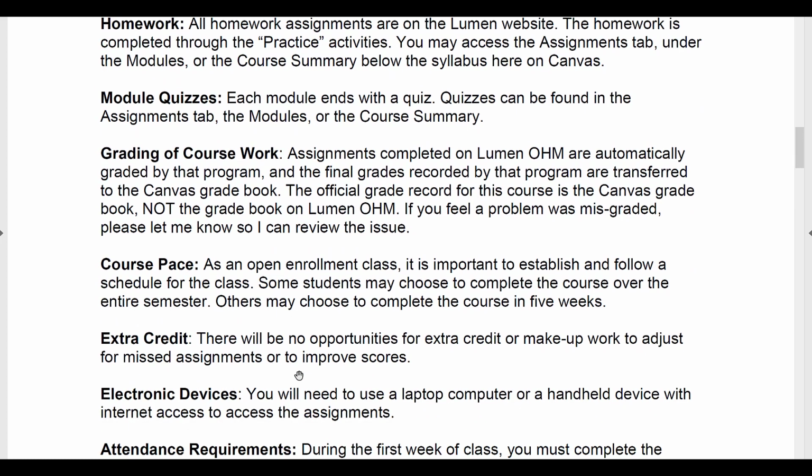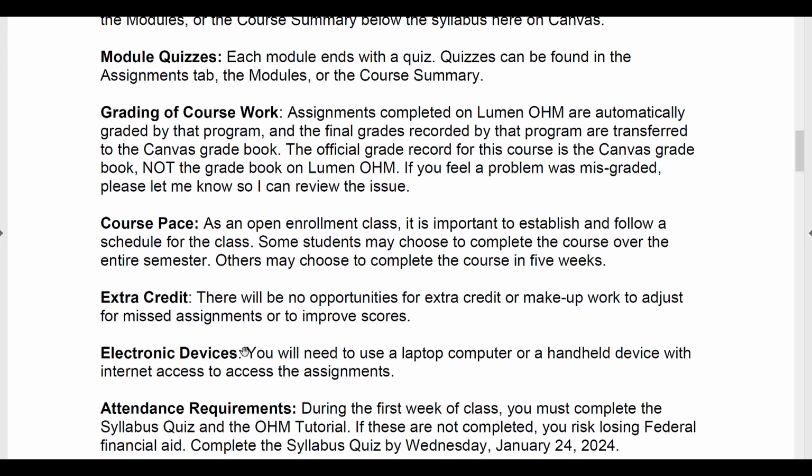Course pace. This is the critical part. As an open enrollment class, it's important to establish and follow a schedule for the class. Some students may choose to complete the course over the entire semester. Others may choose to complete the course in 5 weeks, or some variation in between. I've had people who try to complete it in 2 or 3 weeks. It's really hard to do that, especially if you have anything else going on with any other classes.